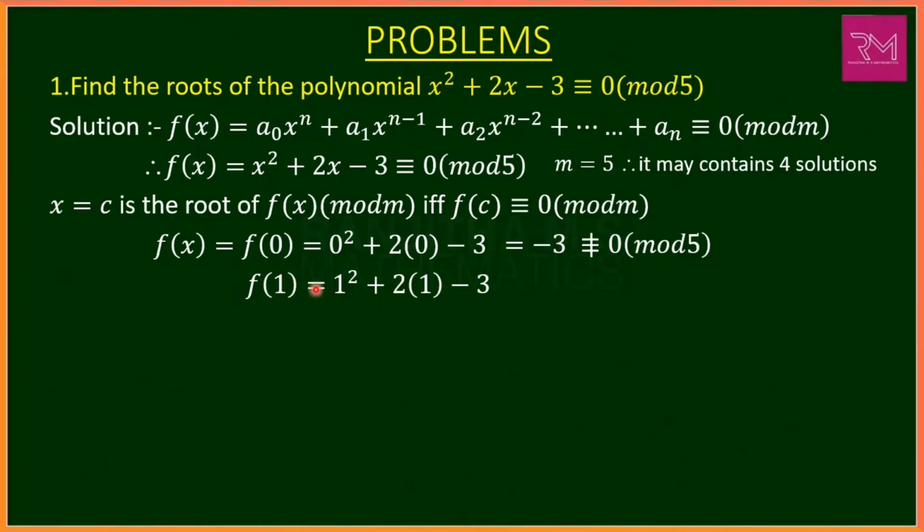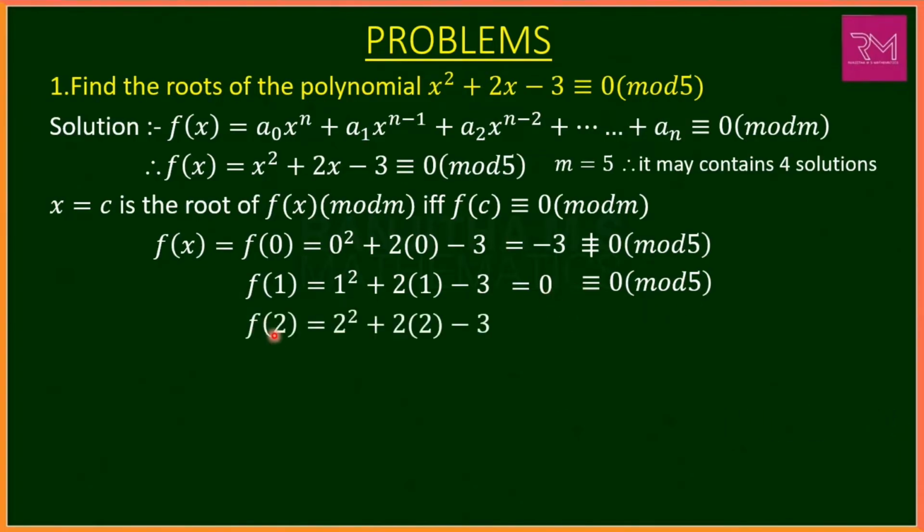So we substitute x value as 1. We get f of 1 as 1 square plus 2 into 1 minus 3. 1 square is 1, plus 2 into 1 is 2, 1 plus 2 is 3, 3 minus 3 is 0, which is congruent to 0 mod 5 and is satisfied, because 5 divides 0 minus 0, which is 0. 5 divides 0 is nothing but 0 divided by 5, and 0 divided by anything is 0. So x equal to 1 is a root, because substituting x equal to 1 gives 0, which is congruent to 0 mod 5.